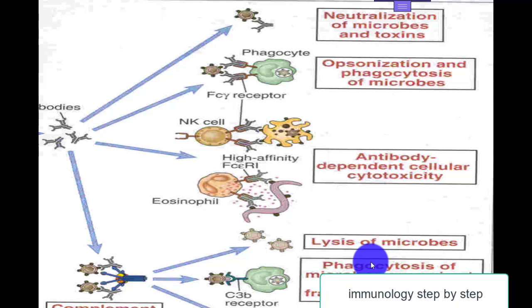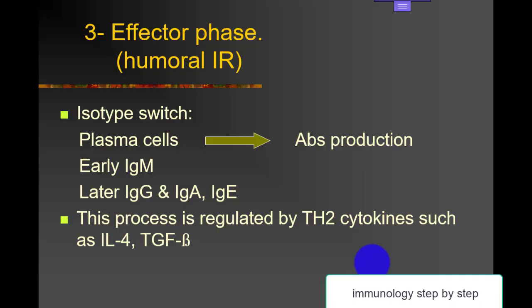Opsonizing with complement fragments, and inflammation. Effector phase, isotype switching: plasma cells switch to antibody production, early IgM, later IgG, IgE. This process is regulated by T helper 2 cytokines such as interleukin 4 and tumor necrosis factor.